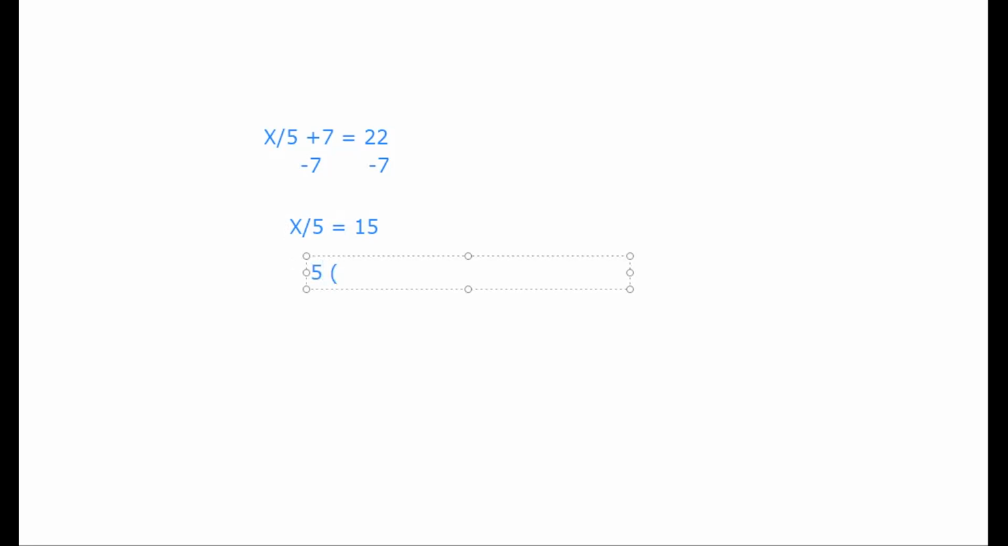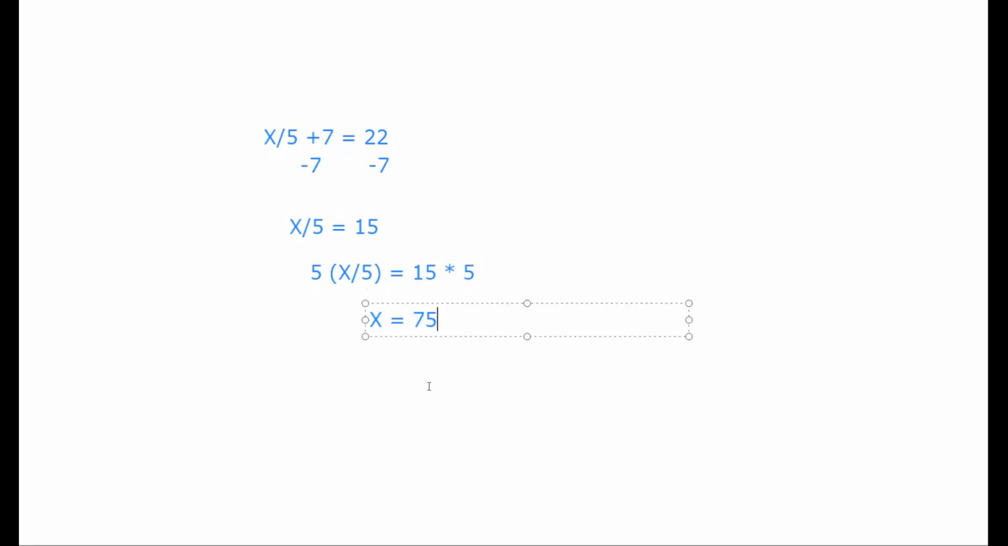I'm going to show this left side in a parentheses just to make it obvious. And I'm multiplying everything on that side by 5. And on the other side, 15 times 5. So here, because I'm multiplying this fraction, then my 5s are going to cancel. And I'm left with the solution of 75, x equals 75.